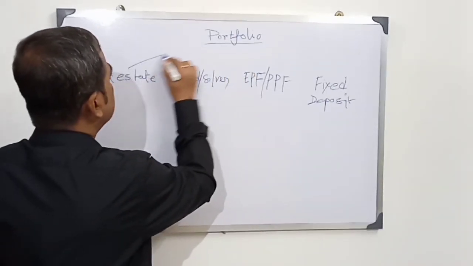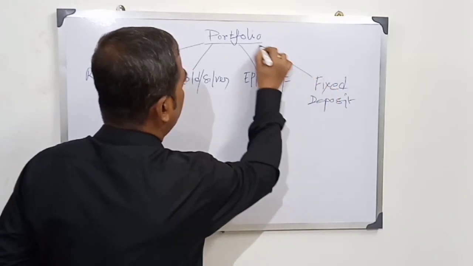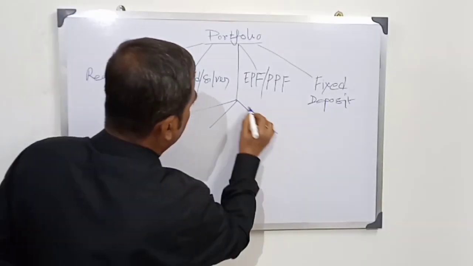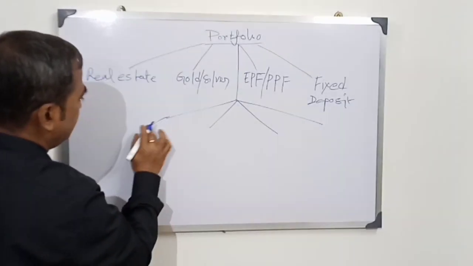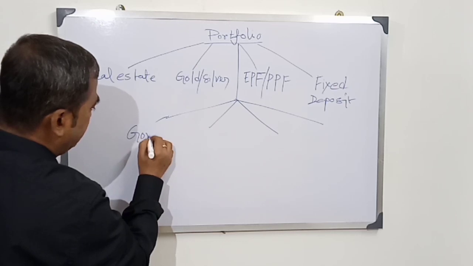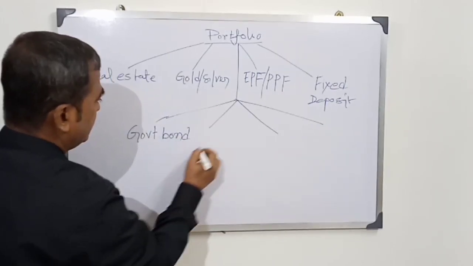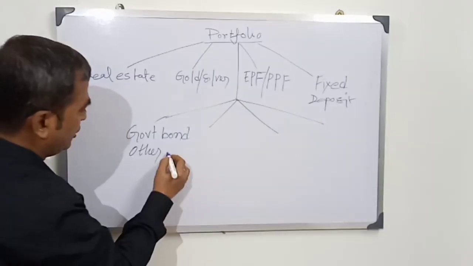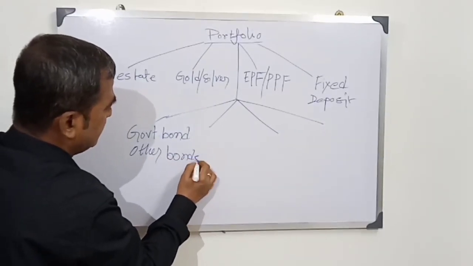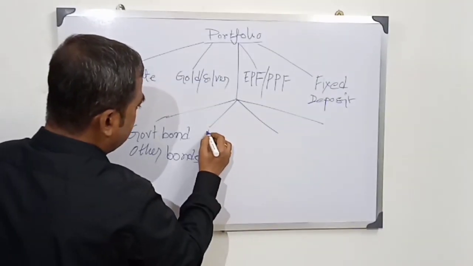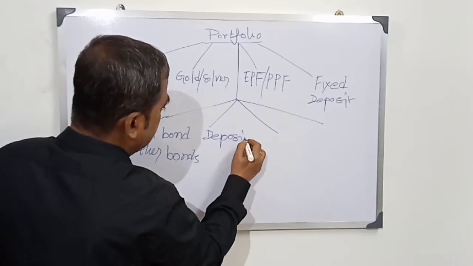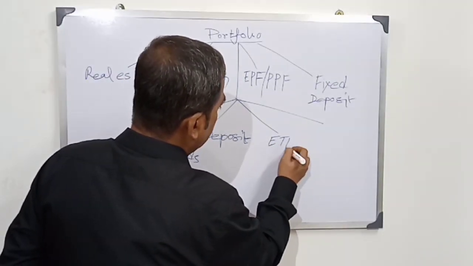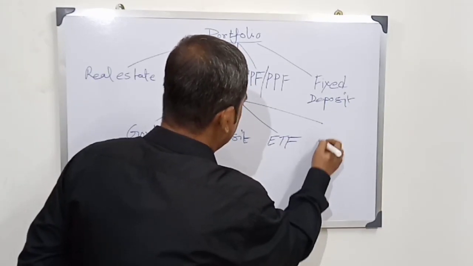Now this portfolio, here I also classify the portfolio: government bond, or say company bonds or other bonds, or any enterprise bond. Then I can say deposit with companies and all. Okay, that is fixed. Then I can say ETF, and then equity.